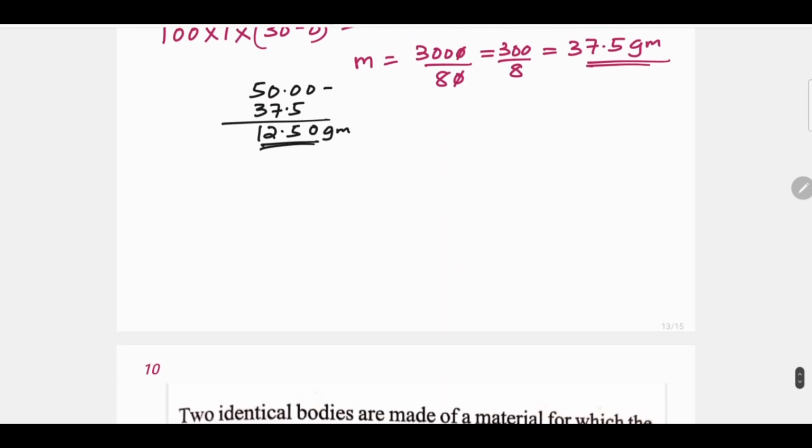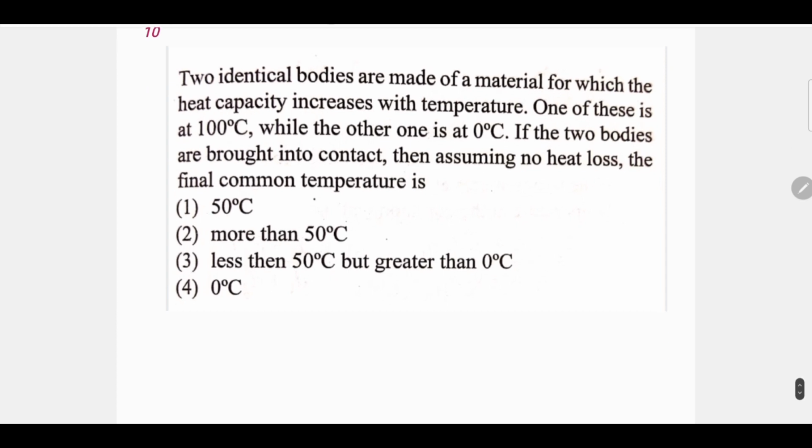Now comes our 10th question. Two identical bodies are made of a material for which heat capacity increases with temperature. One of these is at 100 degrees Celsius while the other one is at 0 degrees Celsius. If the two bodies are brought in contact, then assuming no heat loss, the final common temperature is. So here also two different bodies and we are mixing them. So they are asking the final common temperature.